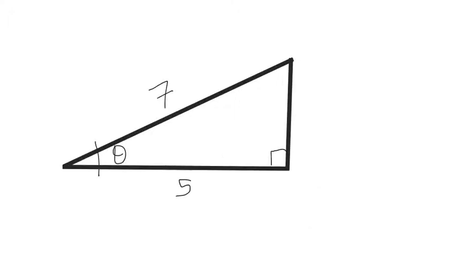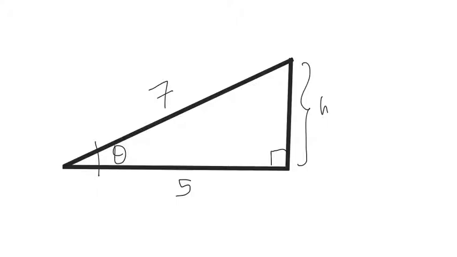Here's my second example, and you can see in this case that I'm given the length of the hypotenuse, and I'm given the length of the base, but I don't have the height. This side here is unknown. I'll call it h for height. So how am I going to find the height in this case?